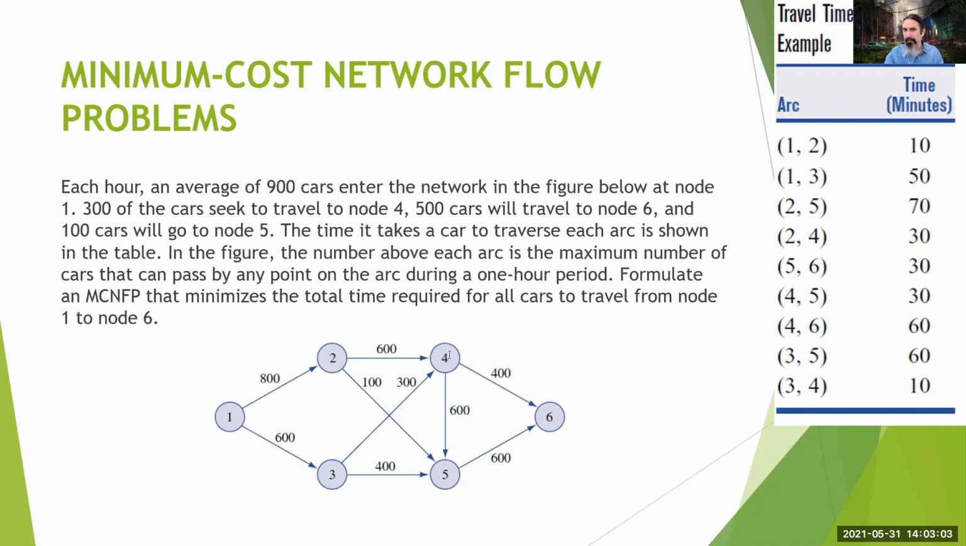So there is a demand here, a supply here, a demand here. The demand and supply are not just on one point. They can be on more than one point. Okay, 500 cars will travel to node 6. All right, and 100 cars will travel to node 5. The time it takes a car to traverse each arc is shown in the table. In the figure, the number above each arc is the maximum number of cars that can pass by any point on the arc during a 1 hour period.